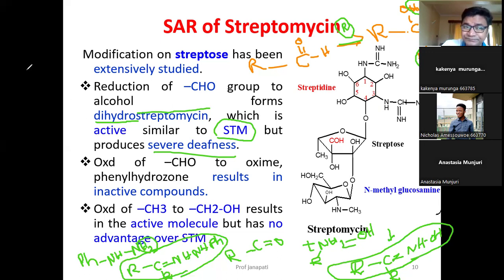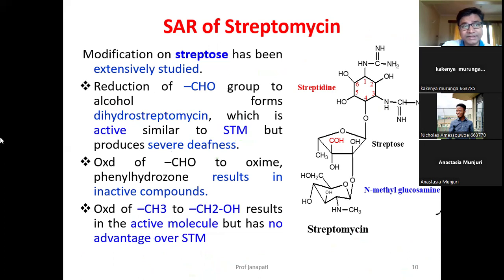There is one more important modification. They converted the terminal methyl group to an alcohol group, CH2OH, since alkanes on oxidation also give alcohols. They tried that, resulting in CH2OH. Still there was no advantage over streptomycin. So nothing can be changed on streptose.